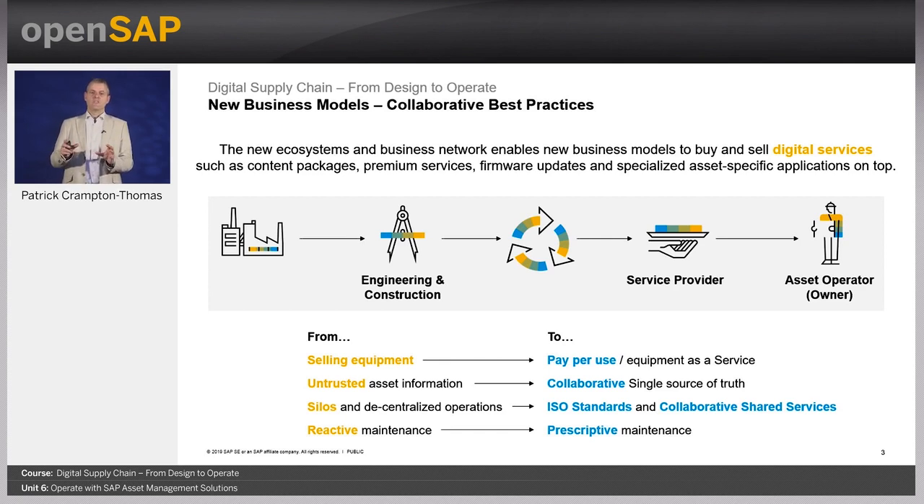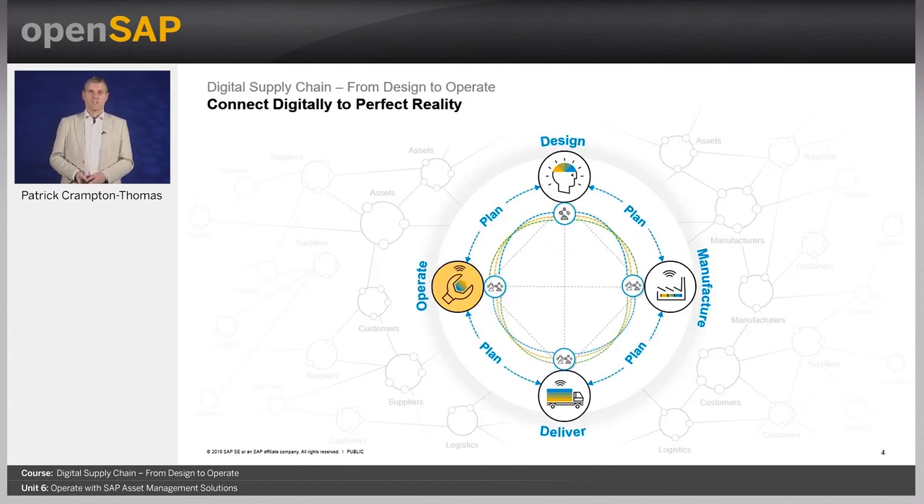So we do see new collaborative business models, as well as increased use of standardization, adopting ISO standards, for example, in asset management, especially in regulated industries. This is some of the response that customers are giving.